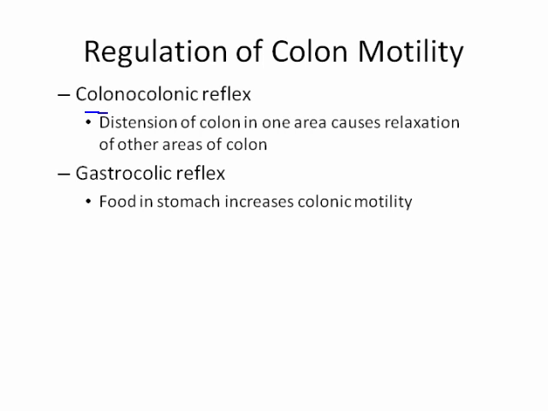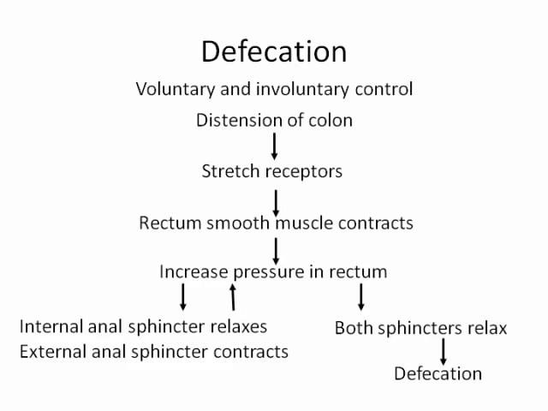Regulation of colon motility, there is a colonocolonic reflex, where distension of the colon in one area causes relaxation in the other. Of course, if you're trying to propel material down through the colon, this makes sense. That distension of the area upstream would cause relaxation downstream so that we can have propulsion of the material toward the rectum. And a gastrocolic reflex, where food in the stomach increases colonic motility. Again, by helping to increase motility in the colon, it's making more room, if you will, in the colon for material coming in from the small intestine, which will, of course, in turn prepare the small intestine for receiving chyme from the stomach.